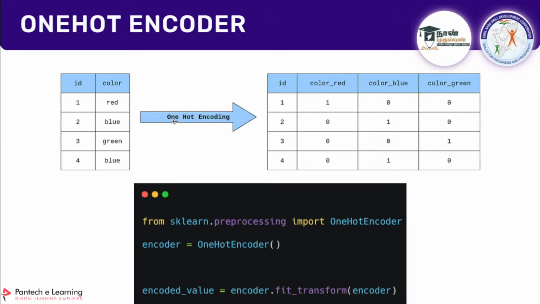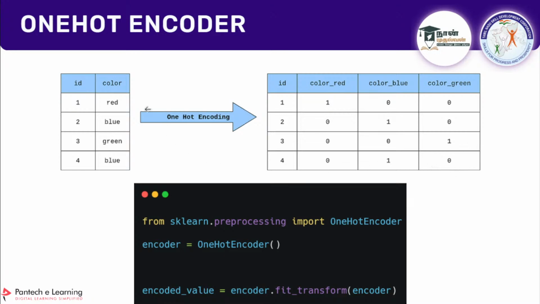So what is happening here? It is creating a column for each unique feature. For example, it is creating 3 columns for red, blue and green. For red it is giving 1, and in the remaining places it is 0 because it is absent. This is present, this is absent. Next this is blue, so it gives 0 for red, 1 for blue, and 0 for green. When you go for green, red will be 0, blue will be 0, green will be 1. When you go for blue again, red will be 0, blue will be 1 and green will be 0.